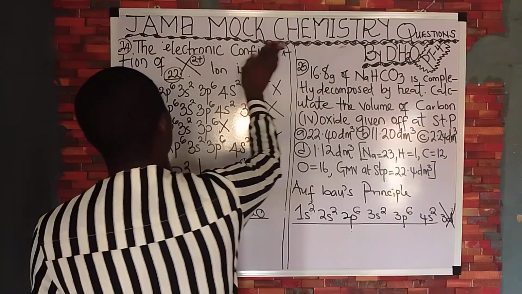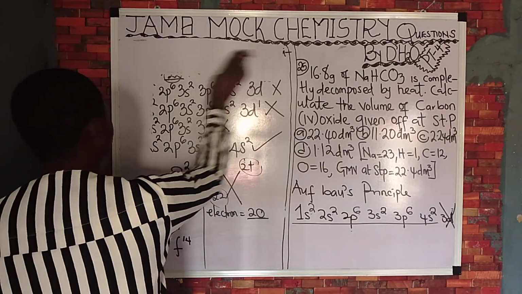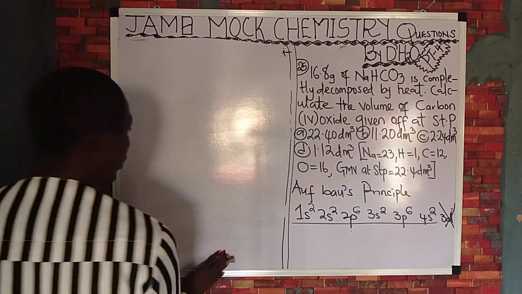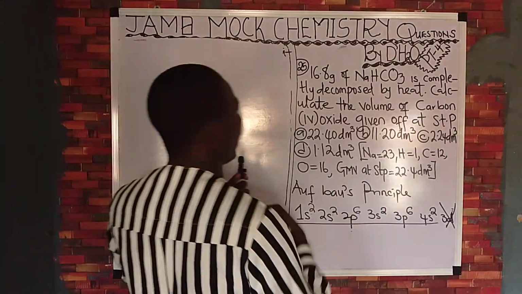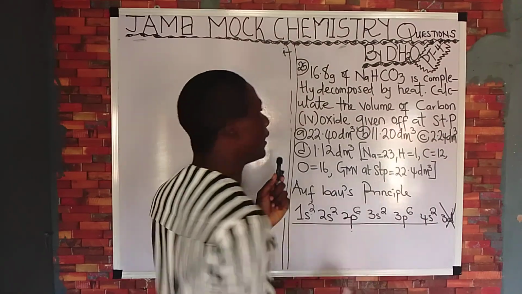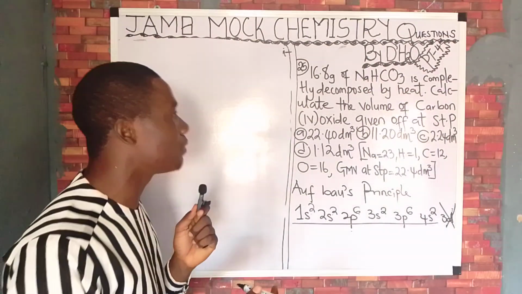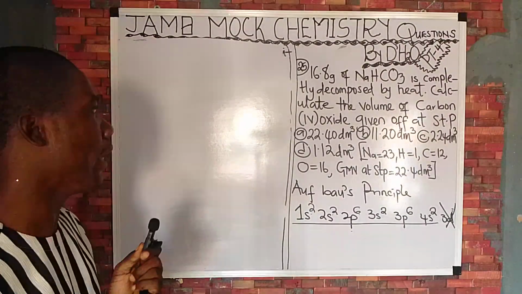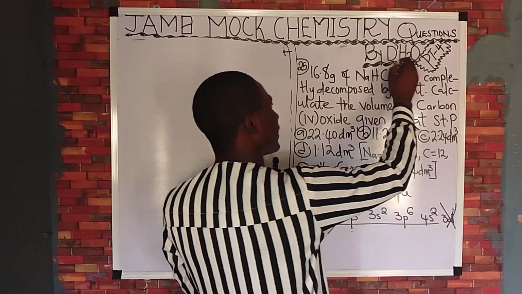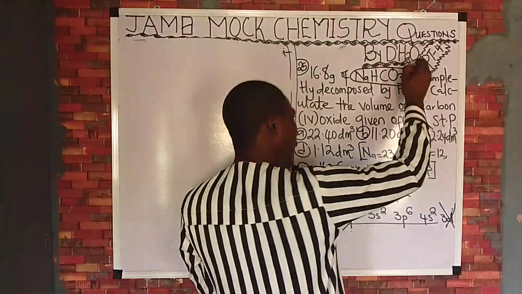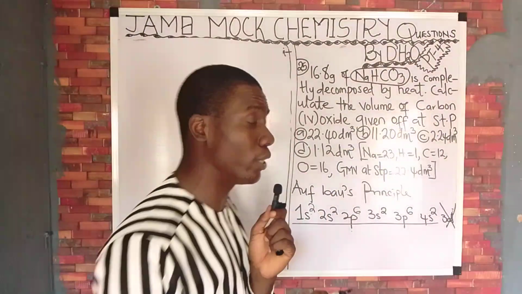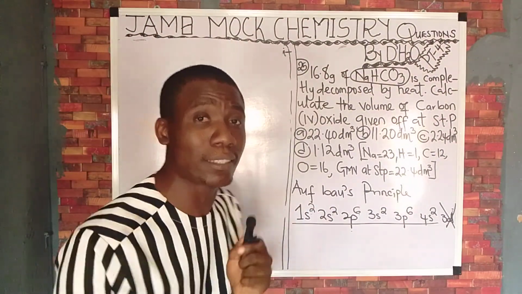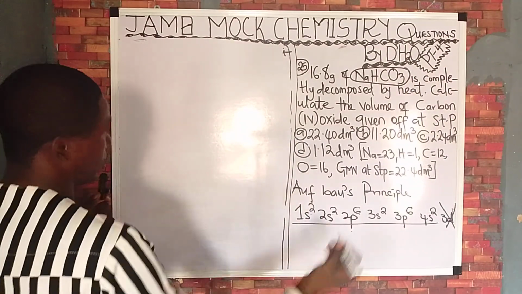16.8 grams of sodium hydrogen trioxocarbonate(IV) is completely decomposed by heat. Calculate the volume of carbon dioxide given up at STP. Okay, now remember, this is your baking soda or your baking powder. Let's decompose this compound and see what it's going to give us. Remember, this is a stoichiometry problem, so you have to be careful in balancing the chemical equations. Let's do this quickly.